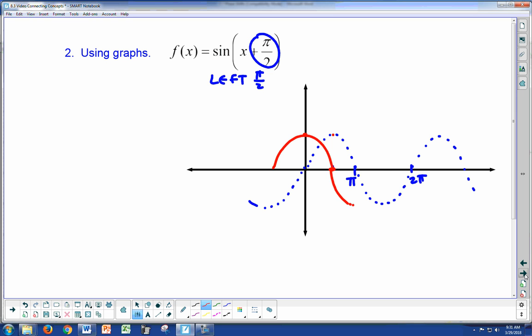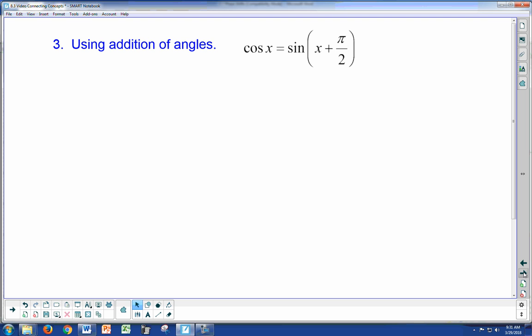I'm just estimating this. And we're moving everything over pi over 2. And lo and behold, that red graph is not only the left pi over 2, but that's representing cosine x. So I think this is probably the easiest one to see how that transformation to the left produced for us a cosine x. So once again, just verifying that the sine of x plus pi over 2 is equal to cosine x.